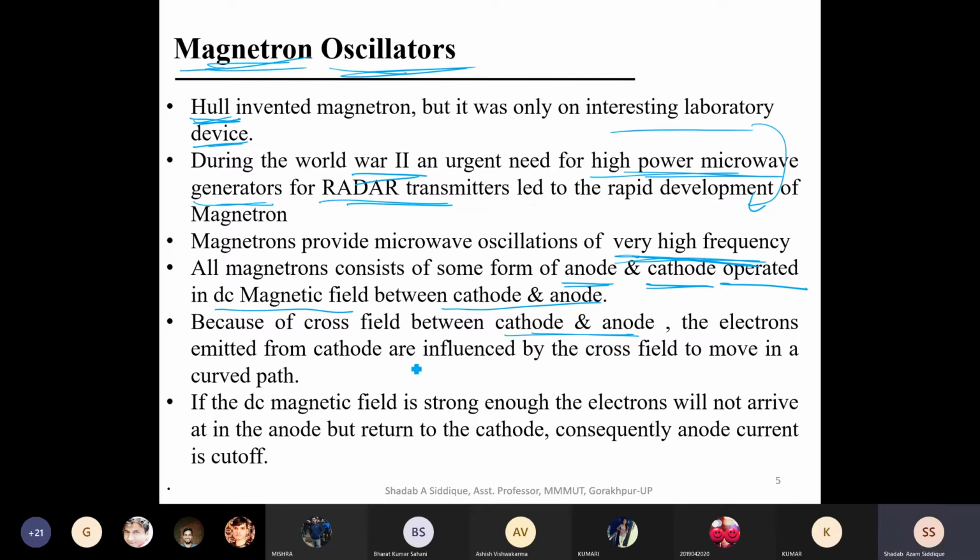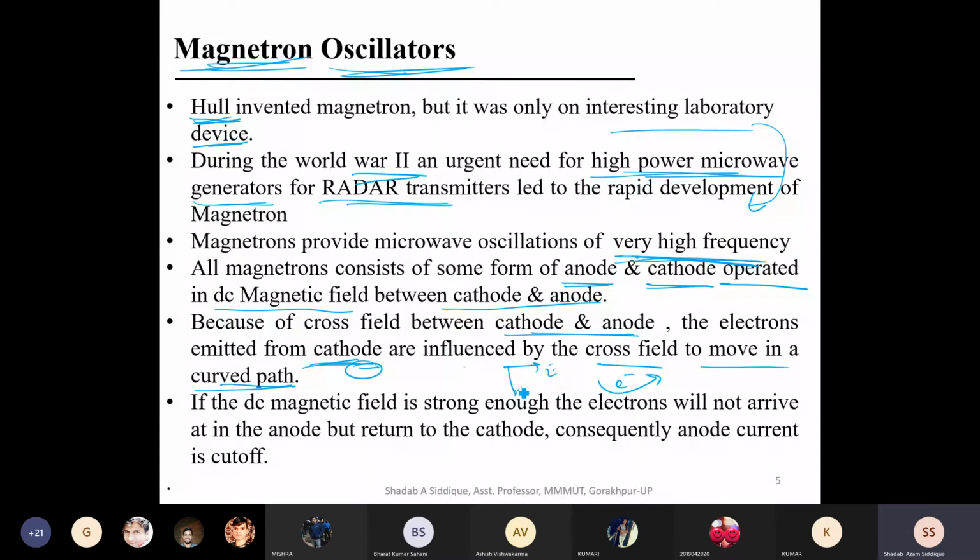the electrons emitted from the cathode are influenced by the cross field to move in a curved path. Because of the magnetic field placed between cathode and anode, we have the cross field, electric and magnetic fields perpendicular to each other, so the electrons coming out from the cathode are influenced by the cross field and move in a curved path.